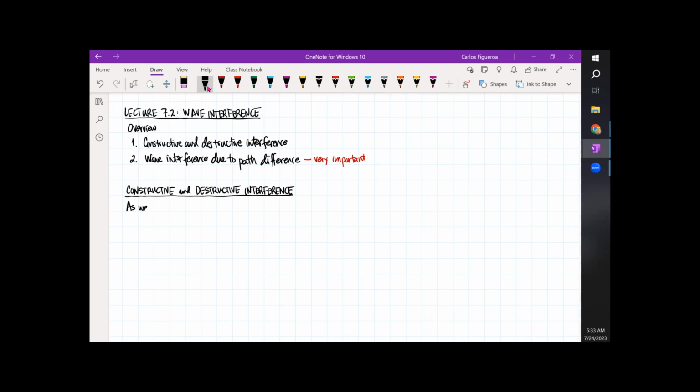As we just derived in the previous lecture, interfering wave amplitudes vary according to the phase value. They can increase, decrease, and even neutralize themselves.